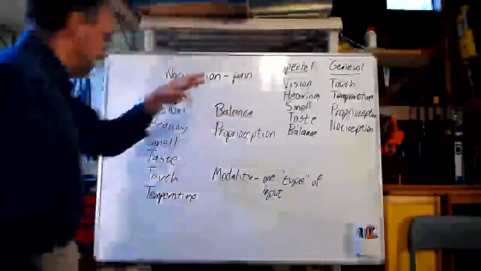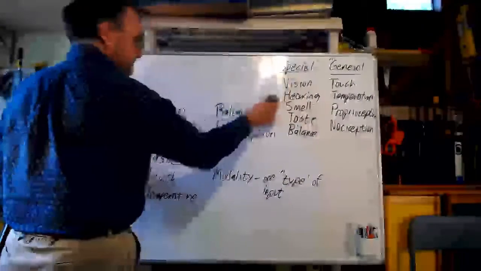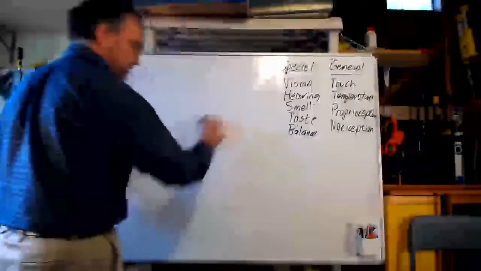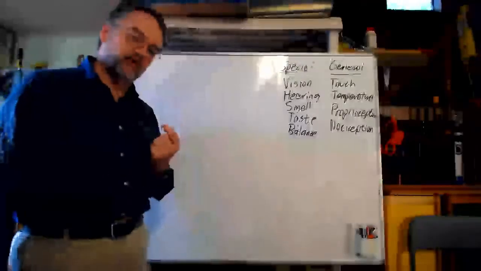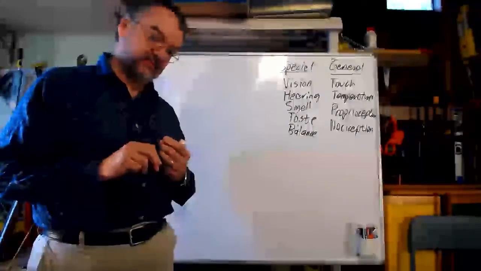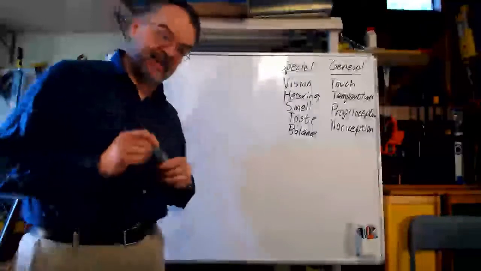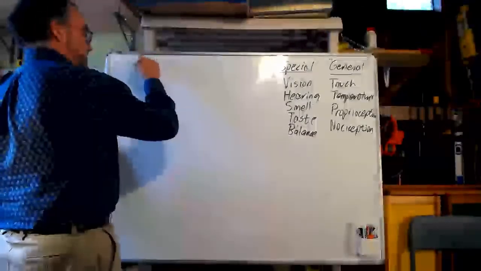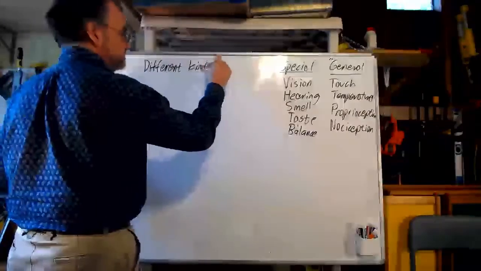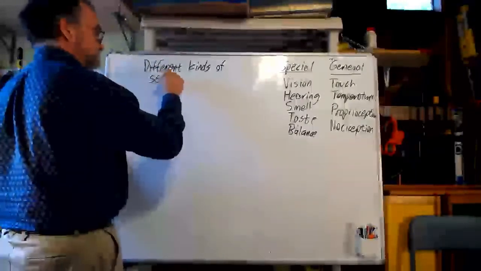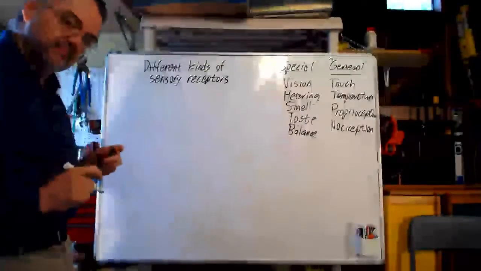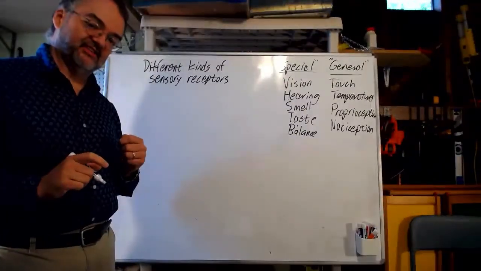But anyway, now that we've brought in nociception, let's go back here and talk a little bit about the different transducers that are involved in these senses. So we mentioned that every sense has to have a transducer. So let's talk about what kind of transducers we have. So different kinds of sensory receptors. And we can list these and then sort of match them up with some of these senses.